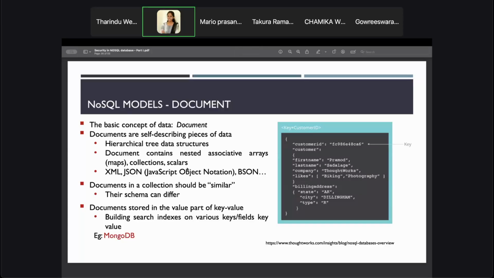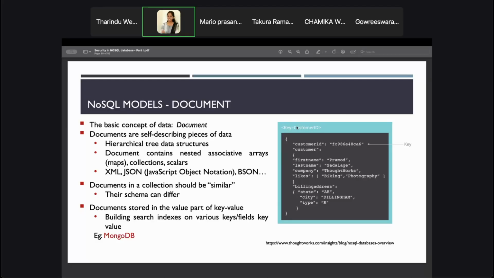The next one is document. It's a well-known model. You might also know it. MongoDB, right? MongoDB stores documents.